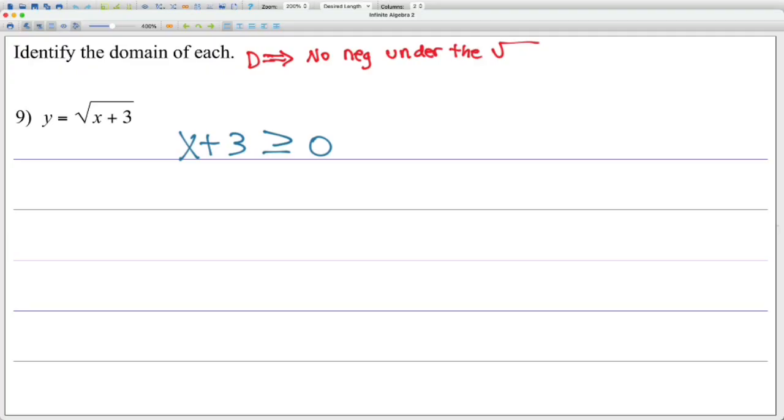How do I solve that for x? Subtract 3 from both sides. So the domain is x greater than or equal to -3.